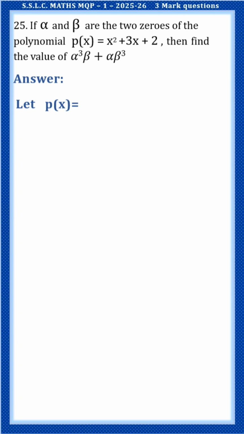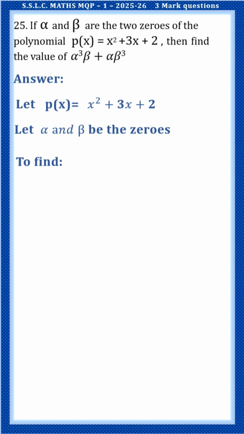Let p of x is equal to x square plus 3x plus 2. Let alpha and beta be the two zeros. What to find out here? Alpha cube beta plus alpha beta cube.